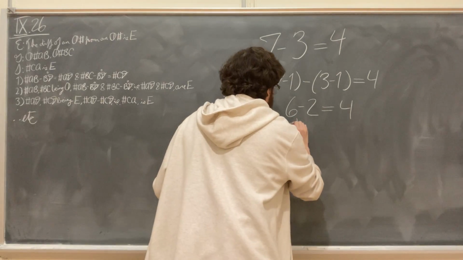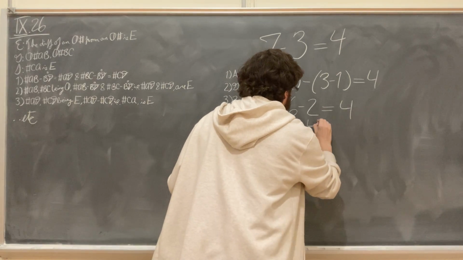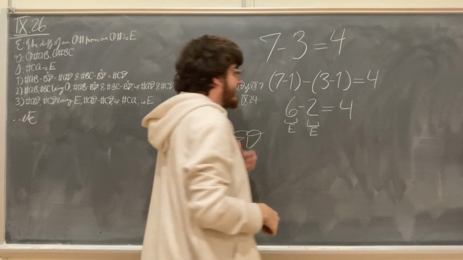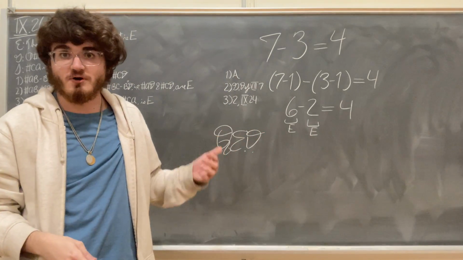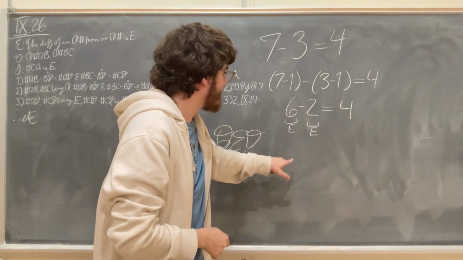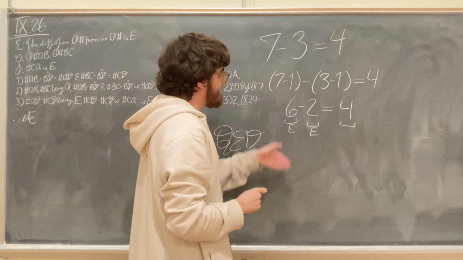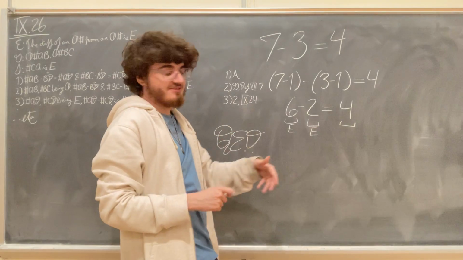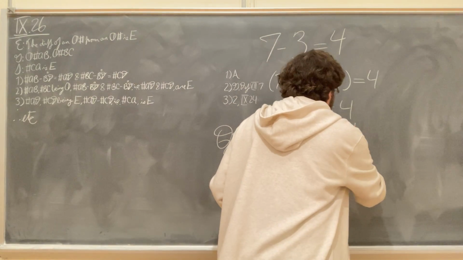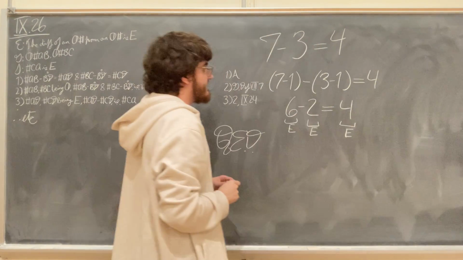Now 6 is an even number. 2 is also an even number. So we know from Proposition 9.24 that the difference of an even number from an even number is just another even number. So 6, an even number, minus 2, another even number, will produce 4, which is another even number.